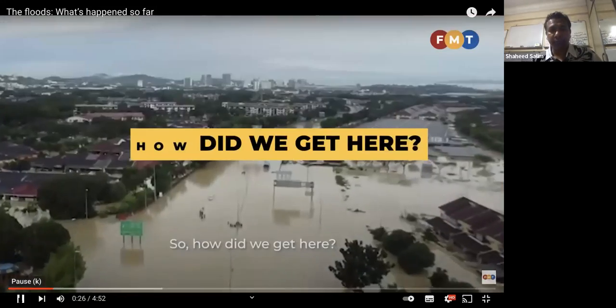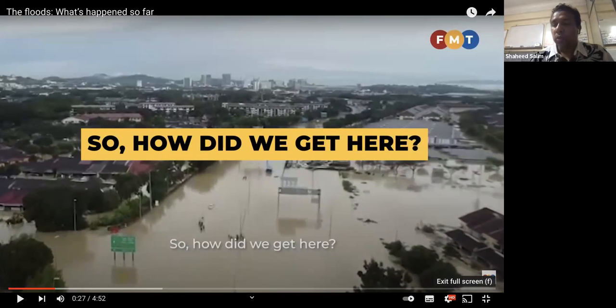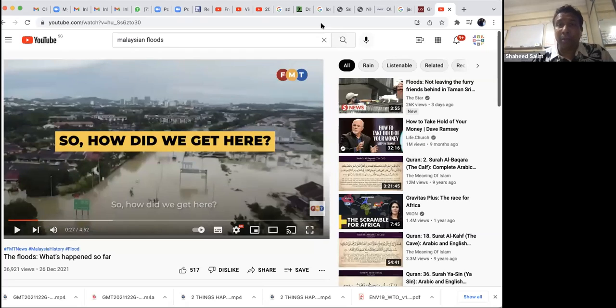So, how did we get here? Okay, just to show you that. So this is our neighboring country, Malaysia. It's not far away. Many of us have been to Malaysia. Imagine the places you go in KL, and all of it is flooded.